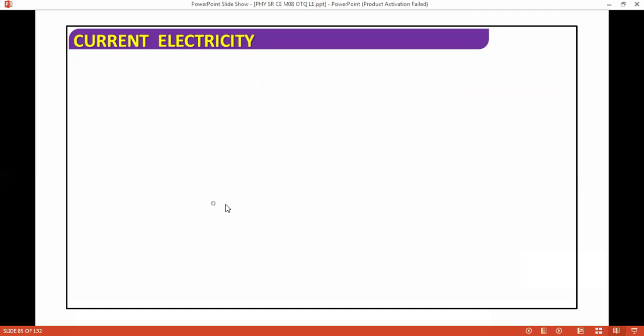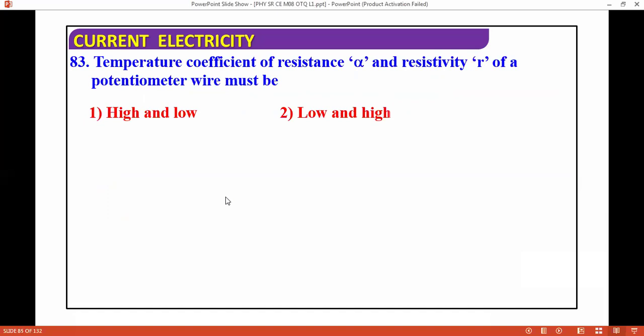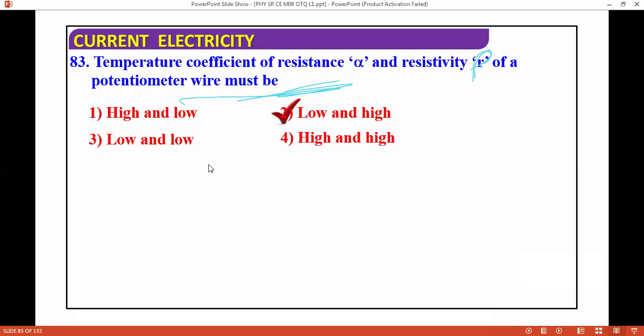Next question we are moving to: the temperature coefficient of resistance alpha and the resistivity rho of a potentiometer wire must be. Again, this is a fact-based, experimental-based question. If you know, you know. If you don't know, you don't know. What's the correct answer? The correct answer is low and high.